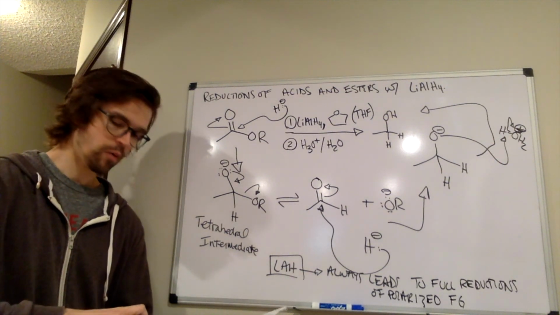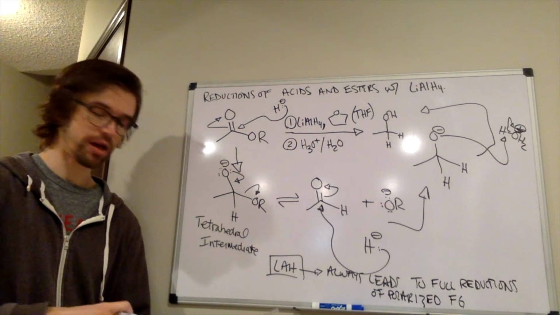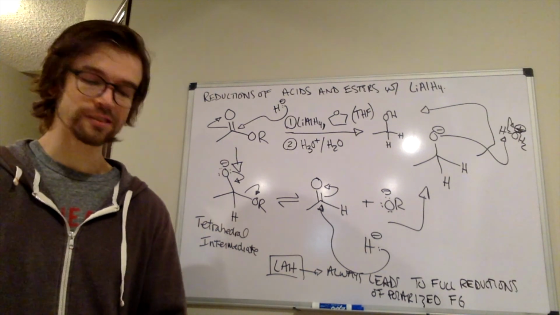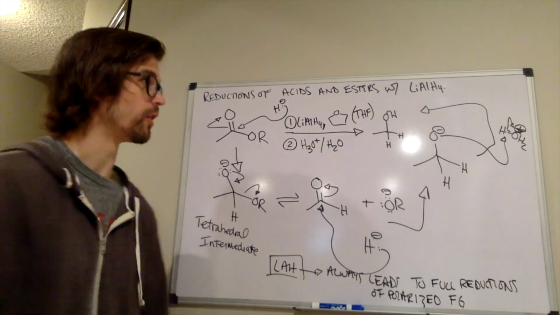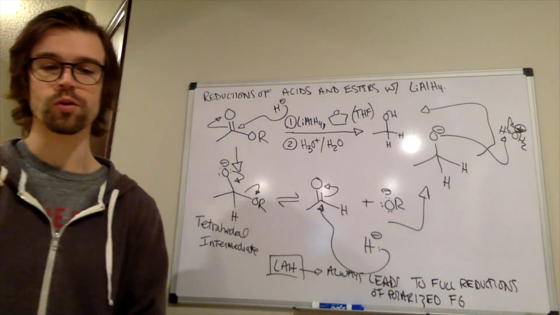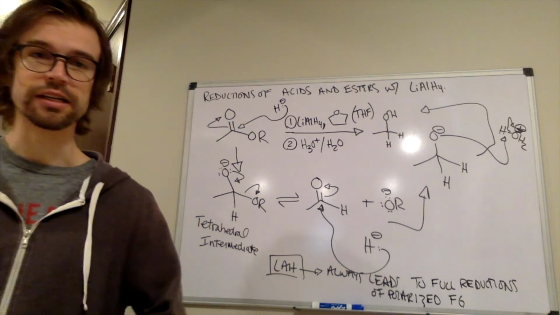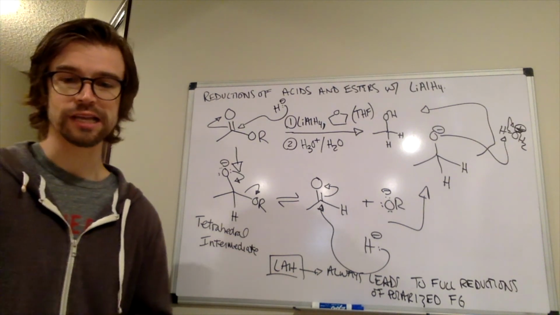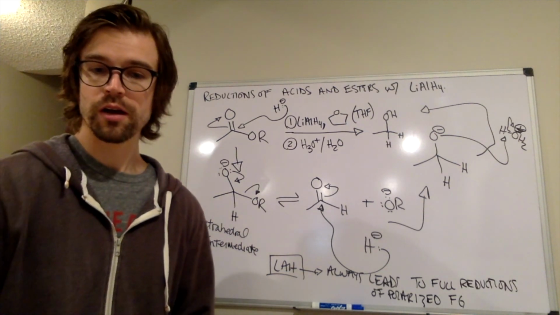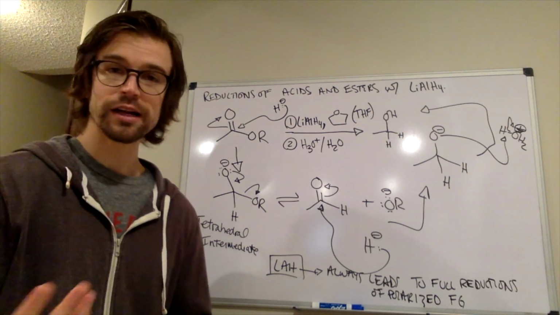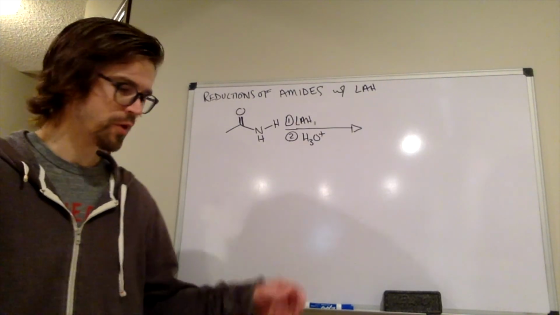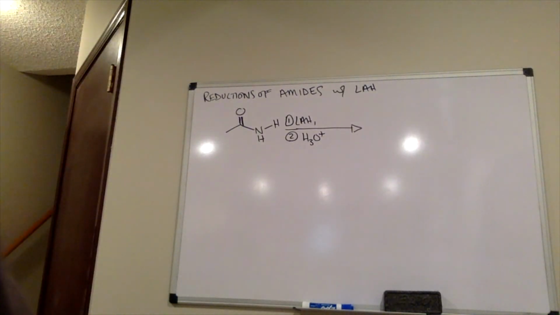And what I have at the bottom of the page as well is that LAH reduces carboxylic acids and esters to primary alcohols. This is a primary alcohol. So whether we're starting with an ester or a carboxylic acid, it's going to work with both the same way. We're going to get primary alcohols from that. Yeah, so next we're moving on to amides. All right, so what about amides?